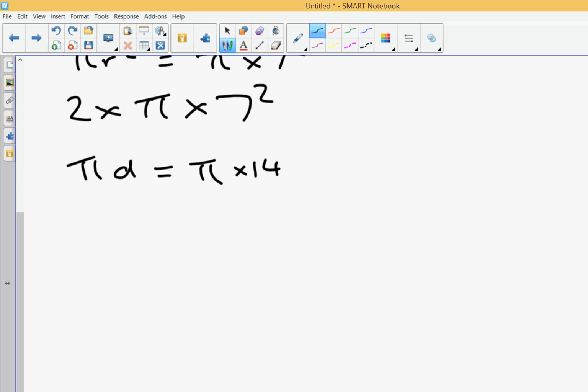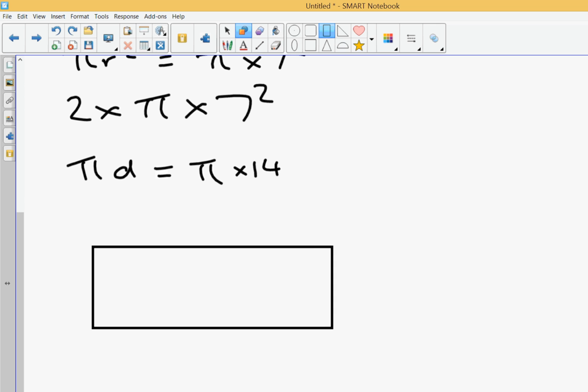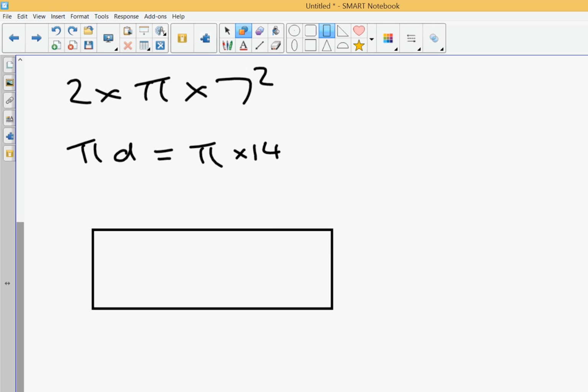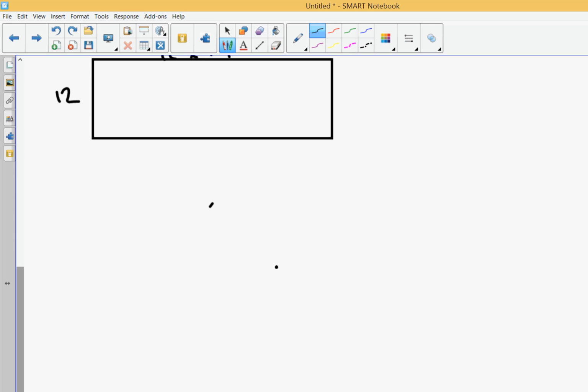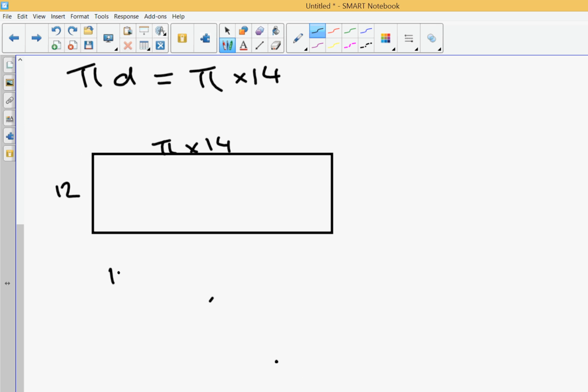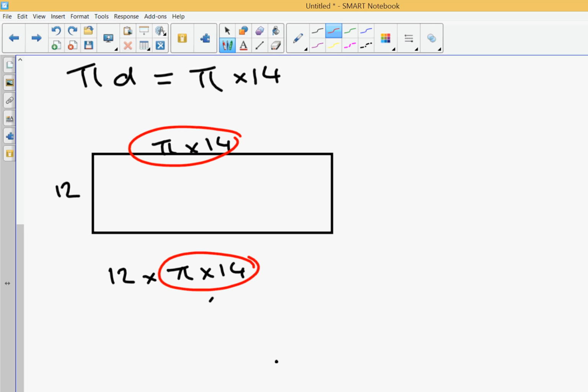If I just draw that rectangle for you here, so you can see what I'm talking about, imagine this rectangle here is the unfolded curved part of the cylinder. This bit here is pi times 14 long, and the height is still 12 centimetres. So the total area of that shape will be 12 times pi times 14, because we know that the area of a rectangle is its length, which is here, times its width, which is here.